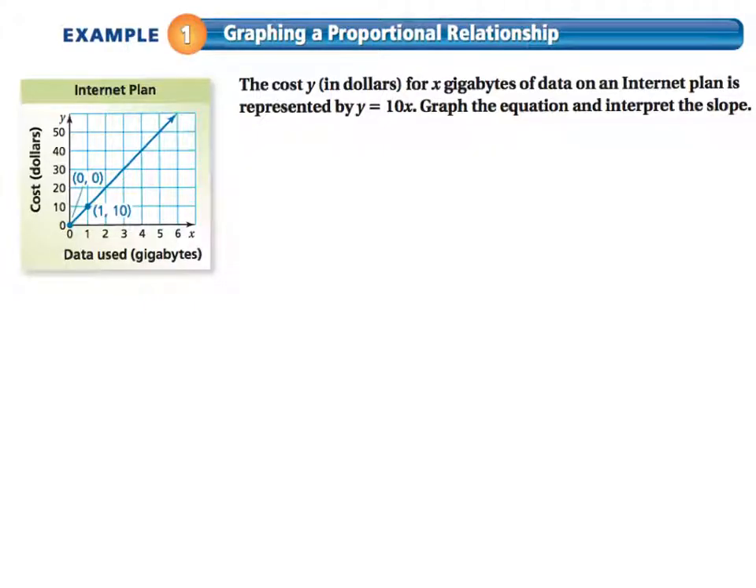Example 1, graphing a proportional relationship. So here we have a graph with an internet plan, talking about the cost versus data used in gigabytes. So the cost y in dollars for x gigabytes of data on an internet plan is represented by the equation y equals 10x. Graph the equation and interpret the slope. Now, as you can see here, I've already graphed it for you.